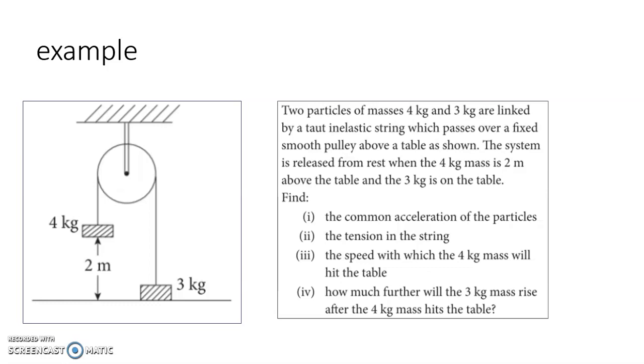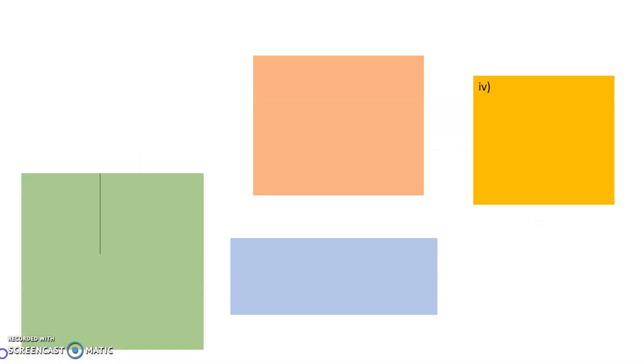So you have to find the common acceleration of the particle, the tension in the string, the speed with which the 4 kilogram mass will hit the table, and how much further the 3 kilogram mass will travel after the 4 kilogram mass hits the table.